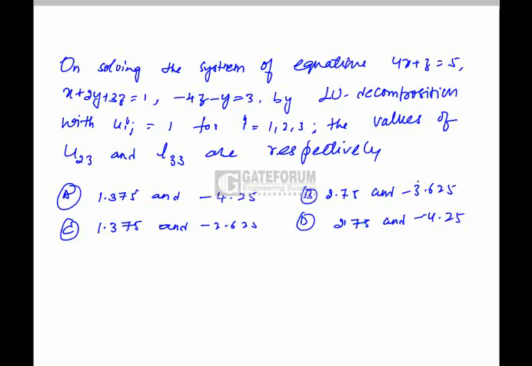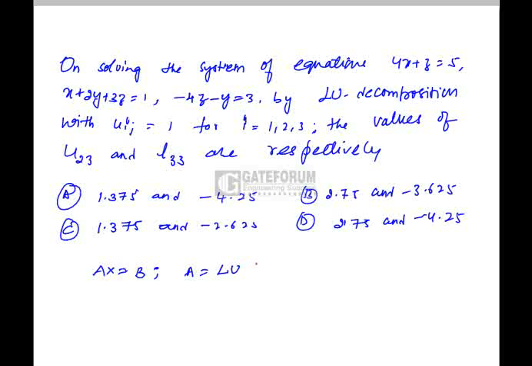They have given three equations: 4x plus z is equal to 5, x plus 2y plus 3z is equal to 1, and minus 3z minus y is equal to 3. We have to find the values of U23 and L33 by using the LU decomposition method. Now, the given equations can be written as Ax equals B, that is nothing but converting the linear equations into matrix form, and this matrix A can be written in LU decomposition form. So L into U, L is nothing but the lower triangular matrix, whereas U is nothing but the upper triangular matrix.